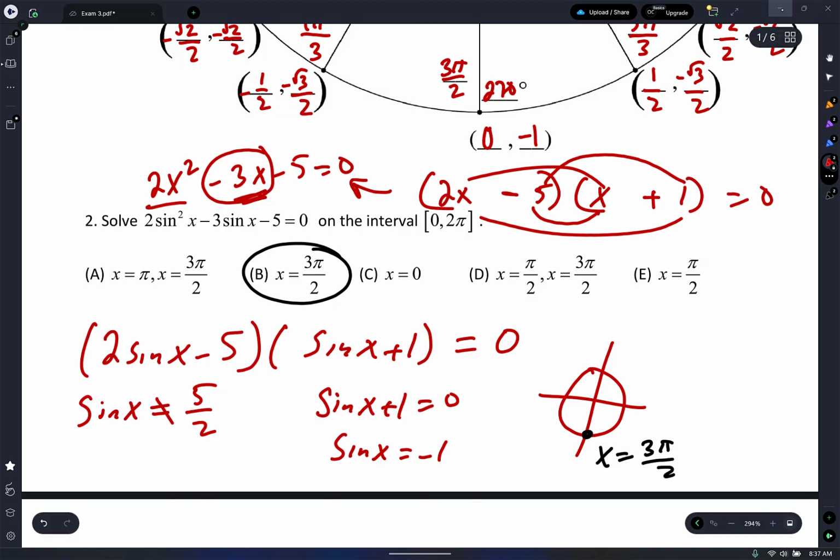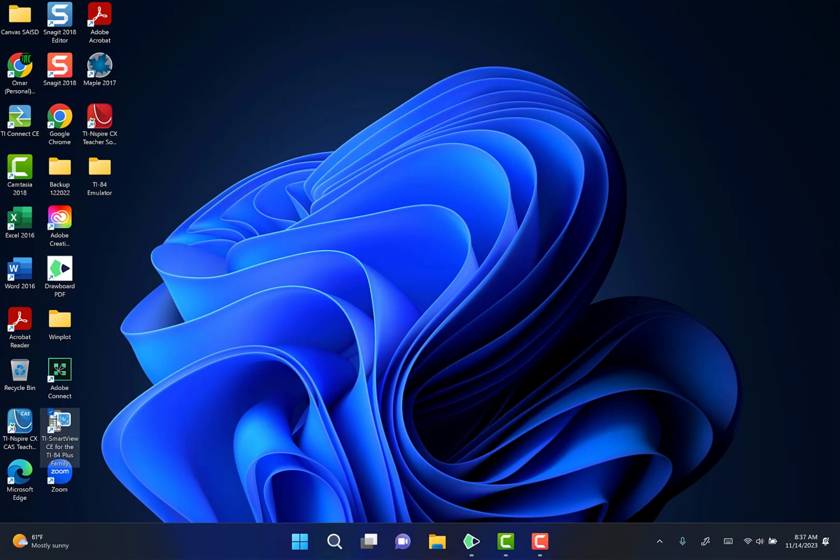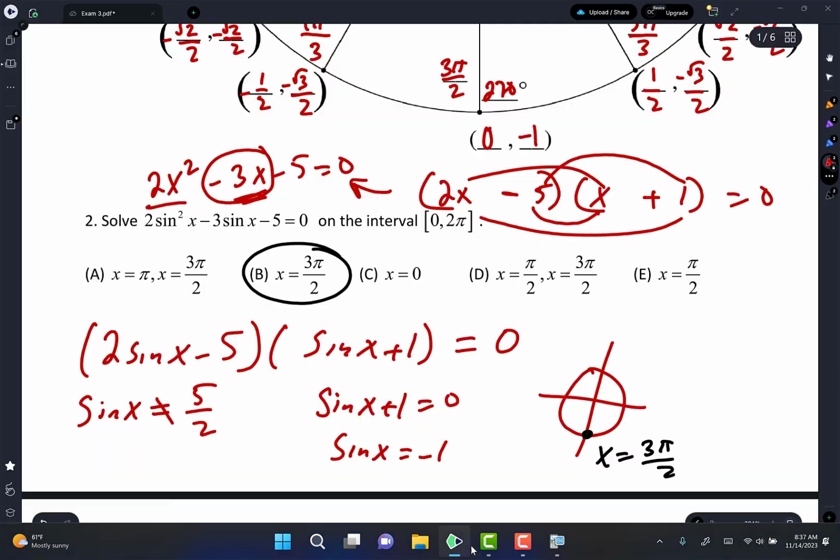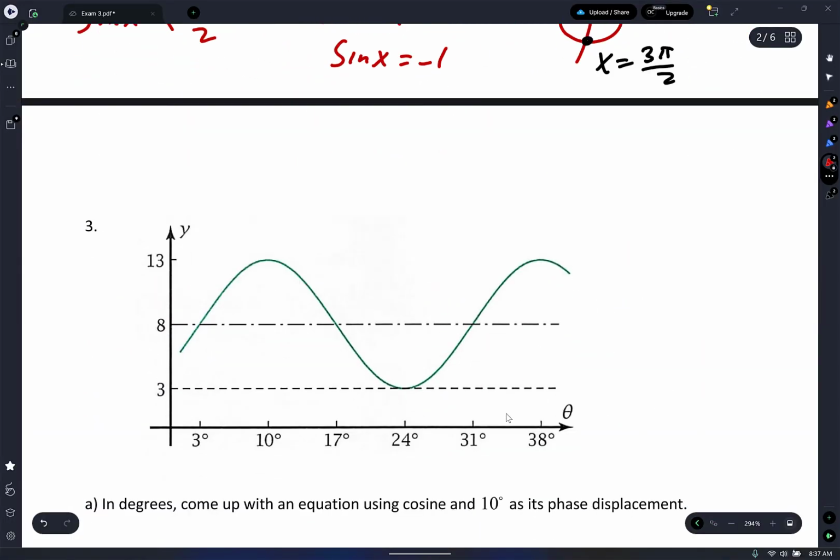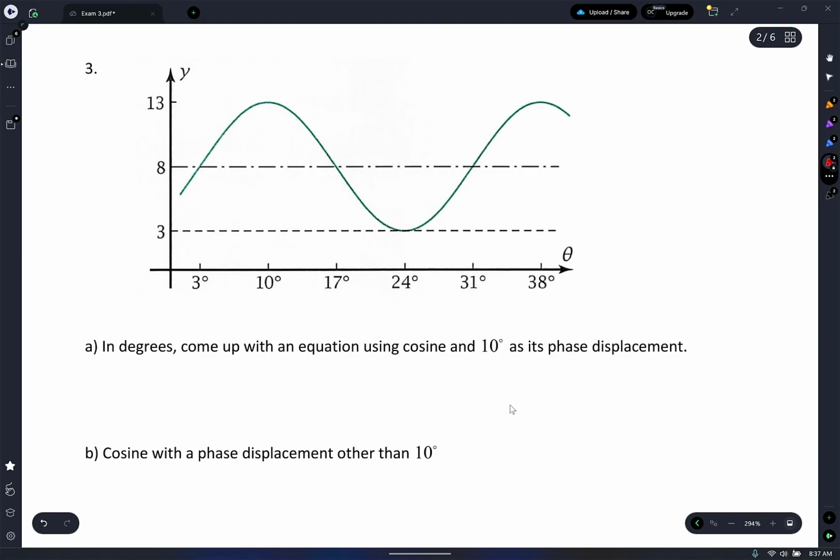You're going to need a calculator, guys. I'm going to take out my calculator. They're over there in the corner, guys. Alright, notice this says in degrees. So here we go.